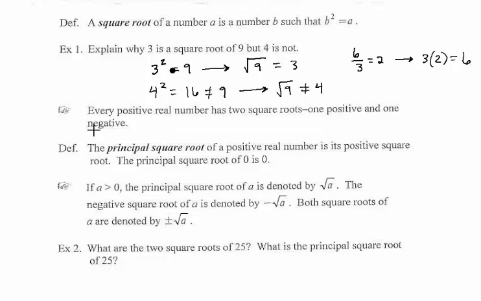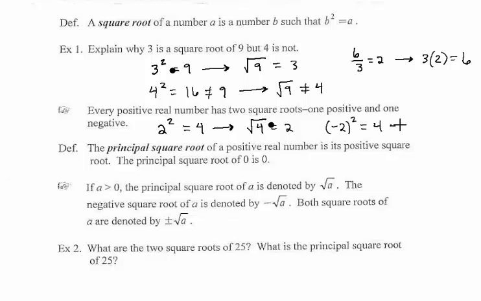Here's a little FYI for you. Every positive real number has 2 square roots, one positive and one negative. What they're pointing out is, for instance, if I wanted to square 2, I would get 4. So we can say that the square root of 4 equals 2. But you also have to realize that there's another number that we could square to get a 4, and that's negative 2.